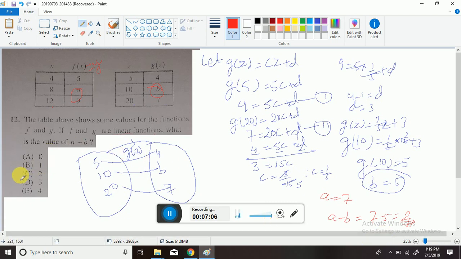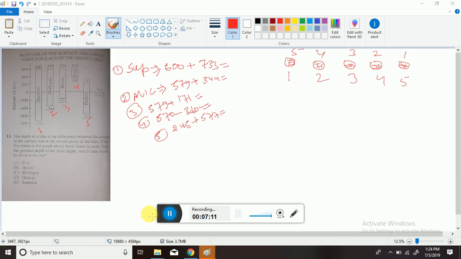So now let us come to the option. Option C is the correct answer. Okay, now let us go to the next problem.